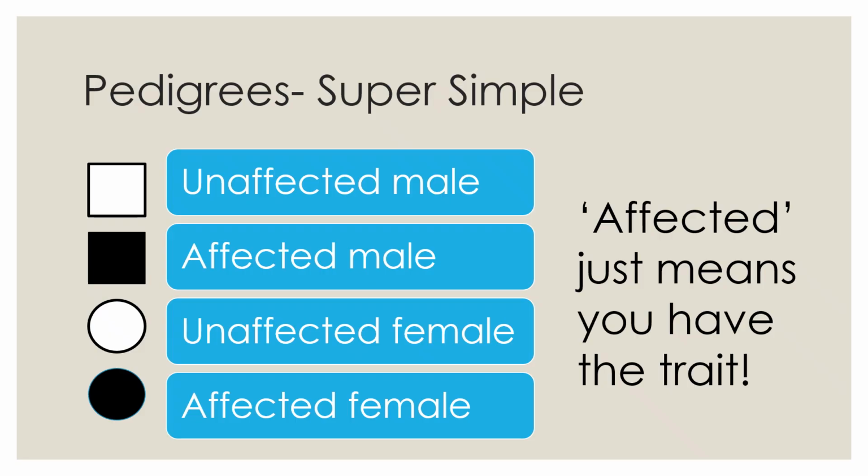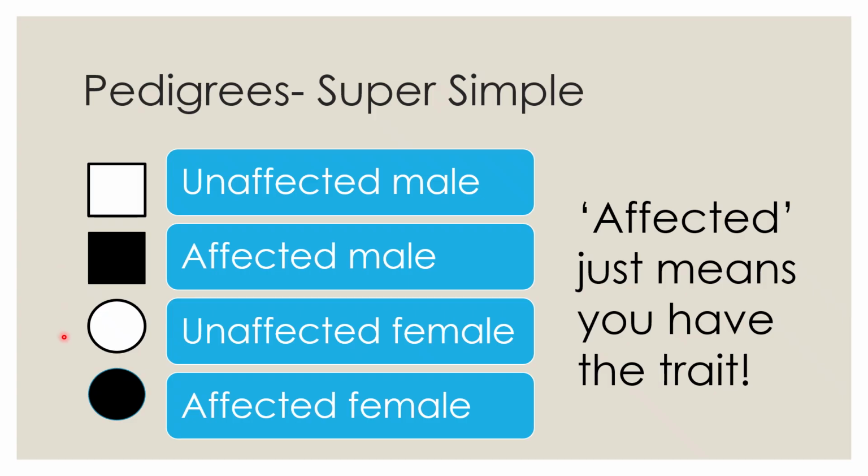So there are 2 symbols that represent male or female family members. Males are represented by a square. A white square is going to represent an unaffected male. That means the male does not have the trait. A shaded in or colored in square is going to represent an affected male. That means he has the trait.